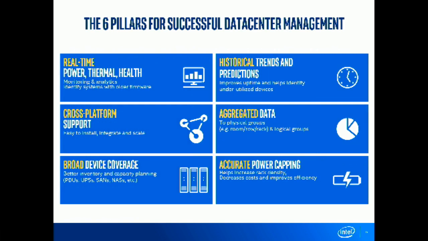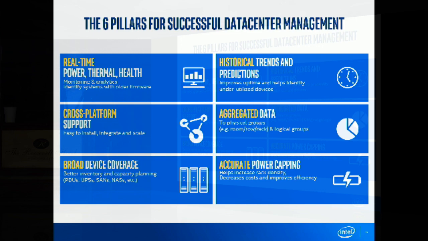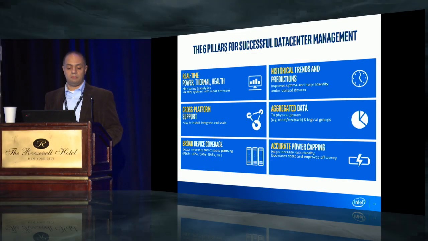So with that, Intel believes that there are 6 pillars for a successful data center management solution. First, it has to be real-time, and it should be able to manage the thermals, the power consumption, and the health of all of the components of your data center, not just servers, but all other ingredients, including networking devices, storage, etc. And I'll talk a little bit more about that in detail later on. Second is that it has to be cross-platform with all the different OEMs that we have.